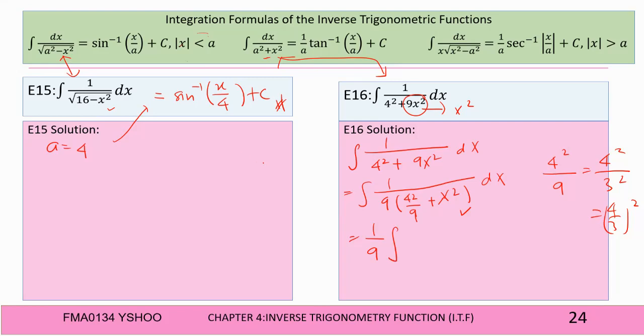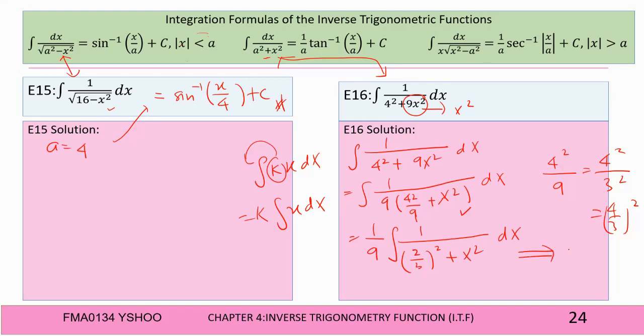The 9 is a coefficient, so you can put it outside as 1 over 9. Remember, when you integrate k times x dx, k is a coefficient that can be taken out. So bring out our 1 over 9, 1 over 2 over 3 square plus x square dx. From here, I can tell you my a is 2 over 3. So follow back the answer: 1 over a, a is 2 over 3, tangent inverse x over a, which is 2 over 3, plus c. As I said, we never allow a fraction with 3 different layers, so flip it. So 3 over 2 tangent inverse 3x over 2 plus c.